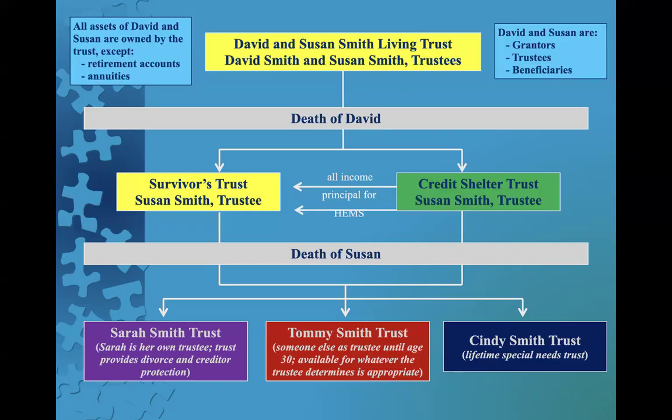and then distribute again privately and quietly, no public record, to three separate trusts for herself and her siblings. Now, for Sarah, we're going to set up what we call a beneficiary directed trust for her. She's her own trustee of her share. She can do whatever she wants with the assets in her trust. But whatever she chooses to leave in the trust has a lifetime of both divorce and creditor protection for her.